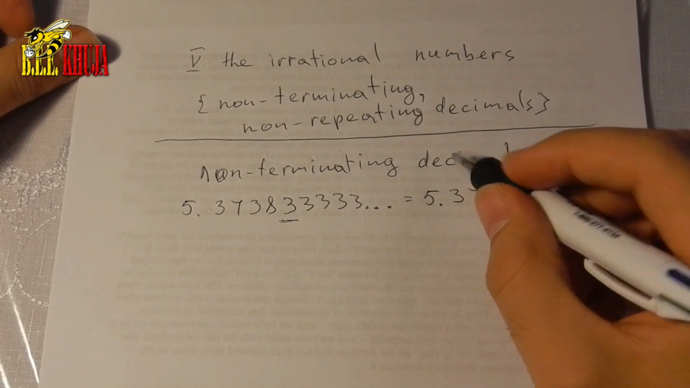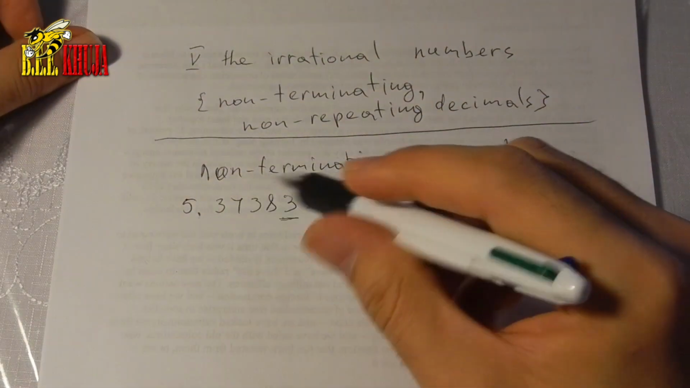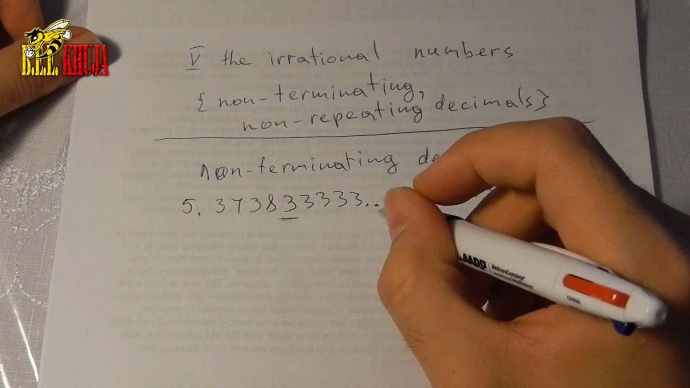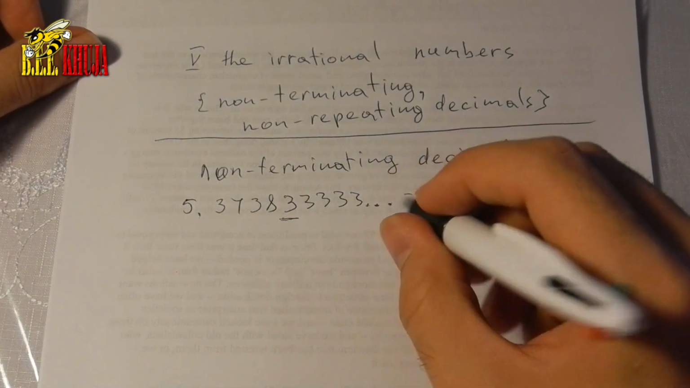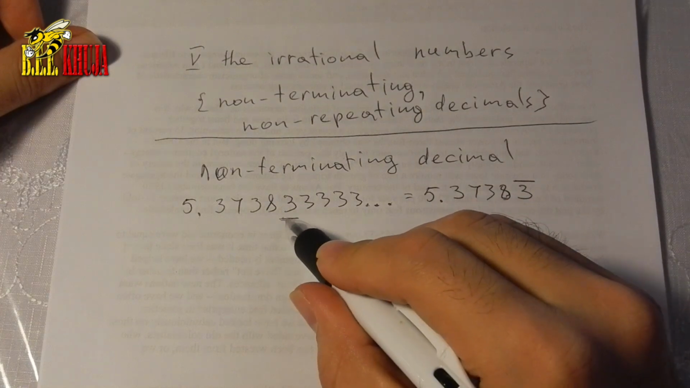Non-terminating decimal means after the decimal it has the same continuously repeating number which doesn't end. In this example it's 3.